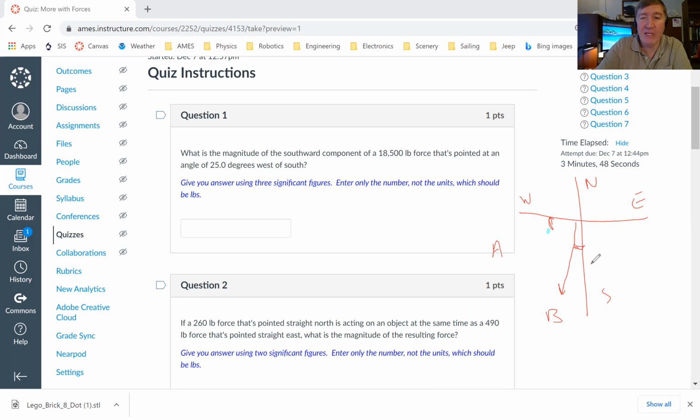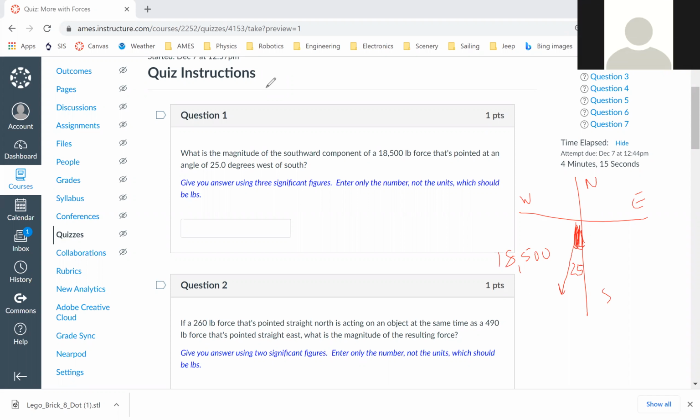Okay, it's definitely B. So then we have the force here, the magnitude of it is 18,500. And this angle right here is the angle that's west of south, and that is 25 degrees, right? And so we want the southward component. Okay, so Trey, I've drawn the picture the way that you told me to. What do I do next?